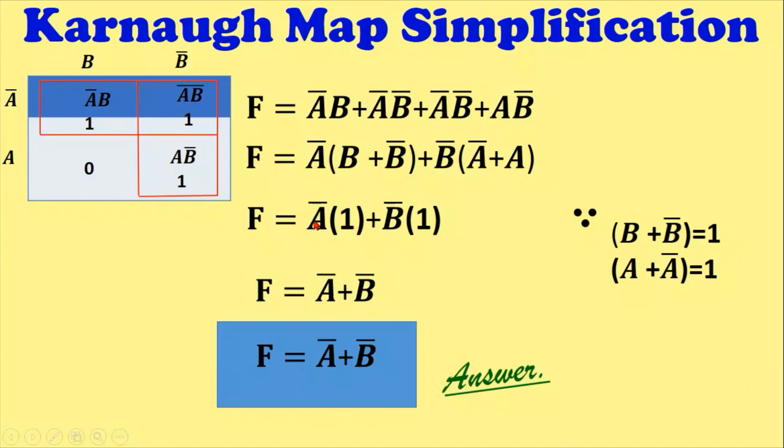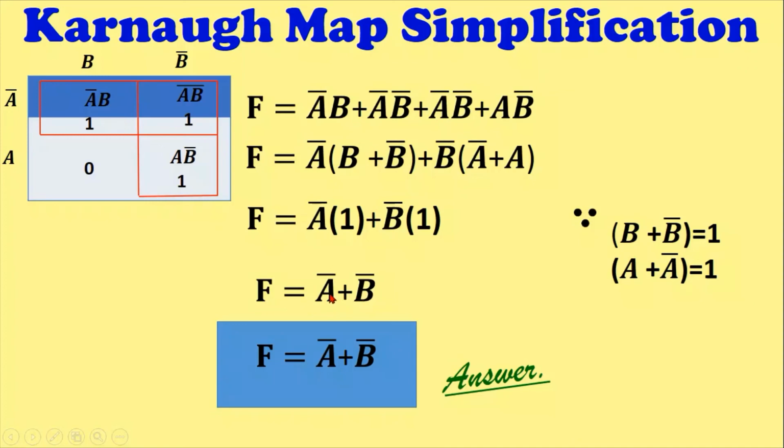So after that, finally we will get, if A bar is multiplied with 1, we will get A bar, and plus B bar multiplied with 1, we will get B bar. In place of B plus B bar, we are writing 1, and we are giving the reference because B plus B bar is equal to 1, and same for any variable. If you take any variable and add it to its complement, you will get 1. This is an axiom. You have to remember this axiom. And after that, finally, we have F is equal to A bar plus B bar.